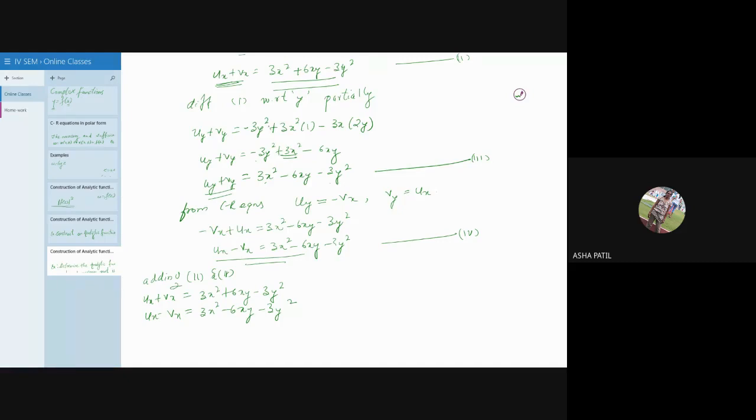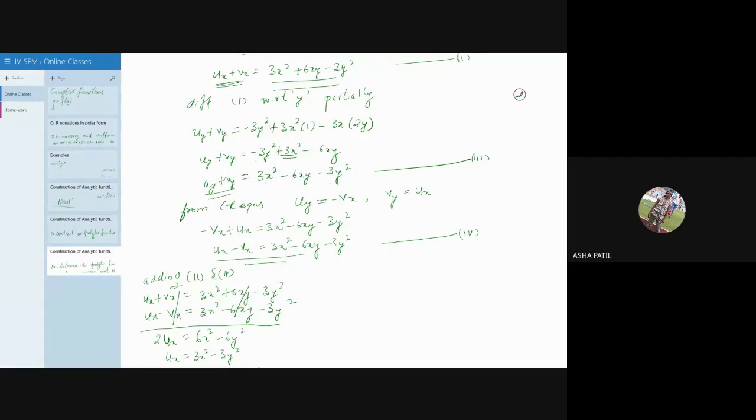So if you add these two, what happens? 6xy and vx cancel, and we get 2 times ux equal to, what will we get? Which term cancels? 6x square minus 6y square. Yes, 6x square minus 6y square. Or we have ux is equal to 3x square minus 3y square. Right? This is our ux.